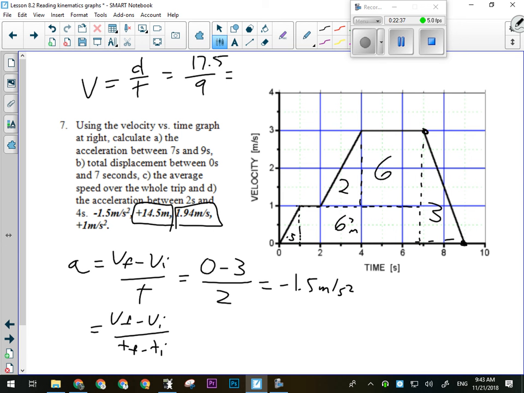And then lastly, what's the acceleration between 2 and 4 seconds? All right, so we're back to this formula, A equals VF minus VI over T. We know that's between 2 and 4 seconds, so the time is 2. The final velocity is 3. The initial velocity is 1. Sorry, 3 minus 1 is 2. Divided by 2 is 1 meter per second squared. All right. Everybody all right with that?